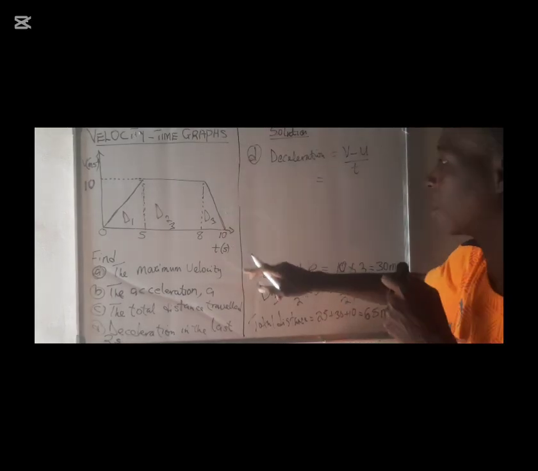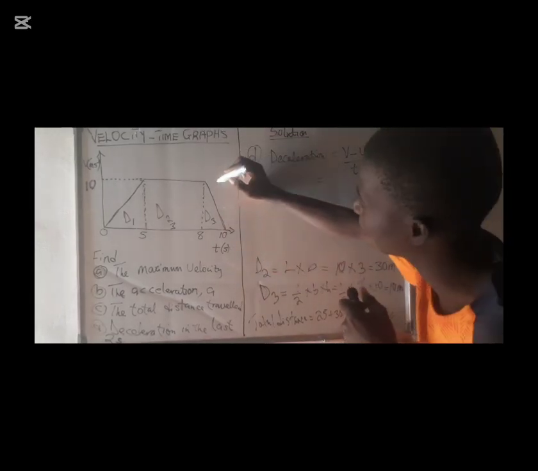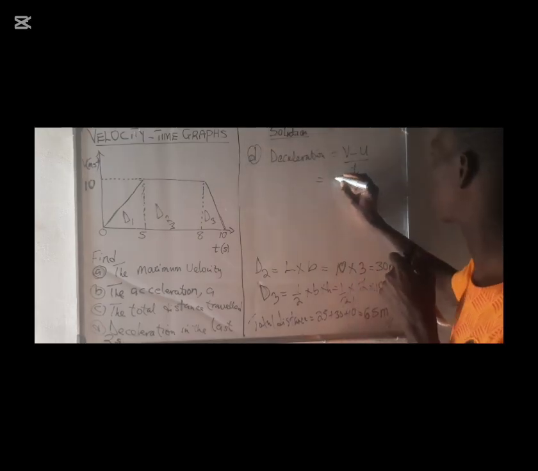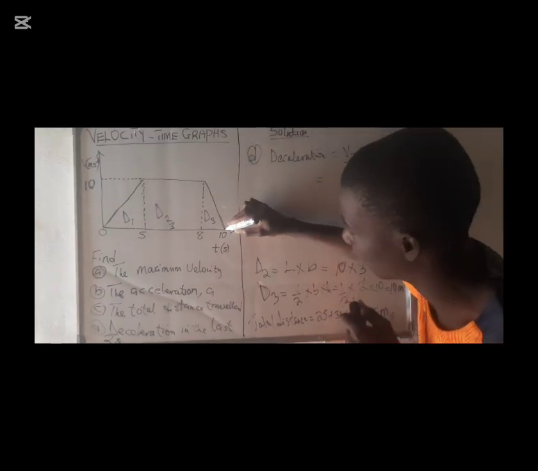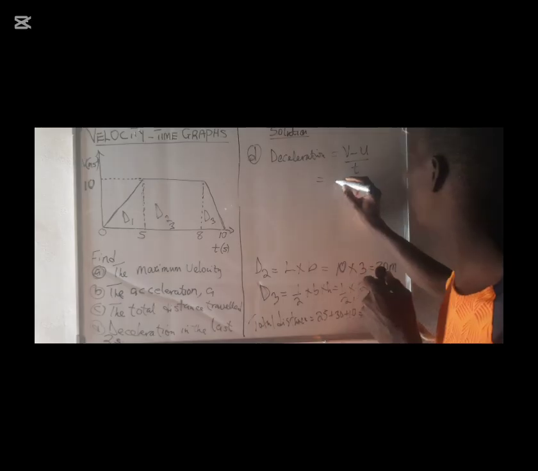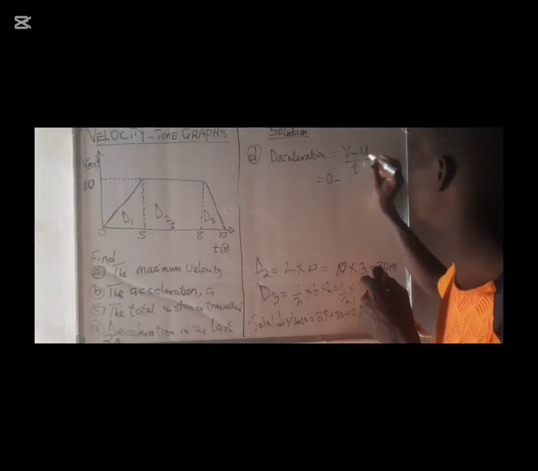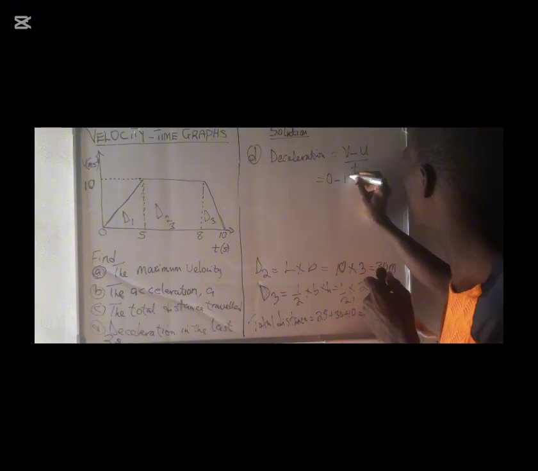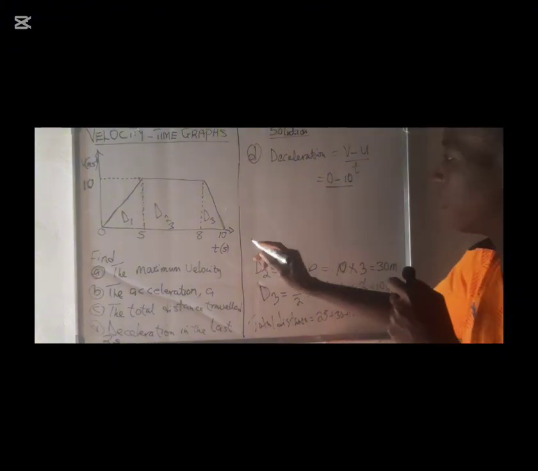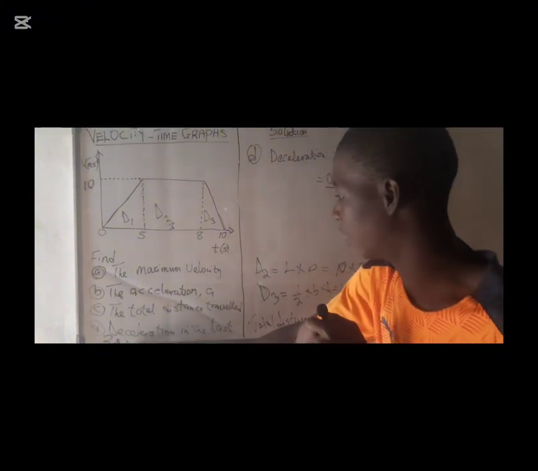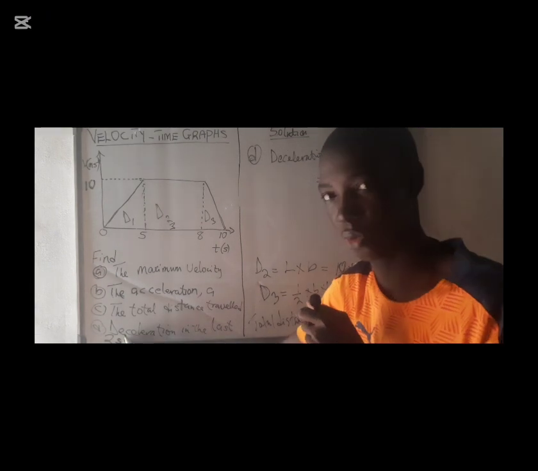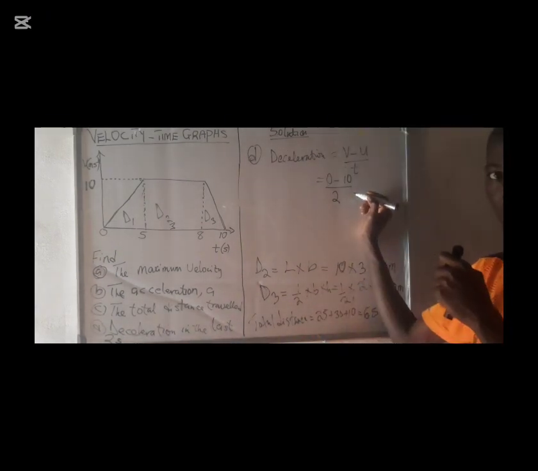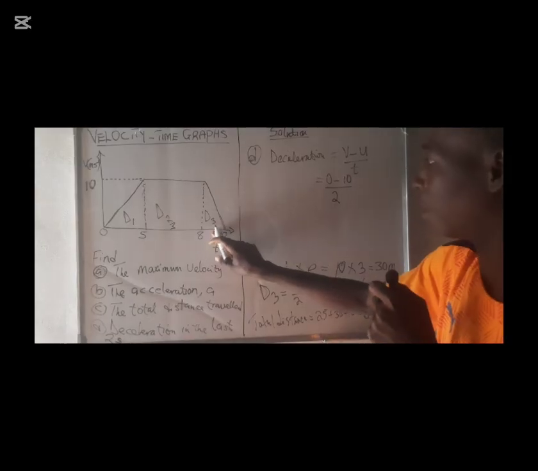Here, you have to be careful. Our initial velocity here is 10, while our final is 0. So we have 0 minus the initial, which is 10, over what is the time? They said in the last 2 seconds, so our time will be 2.